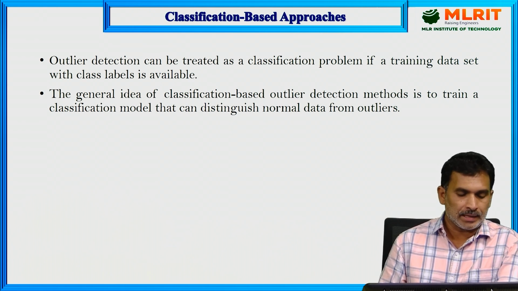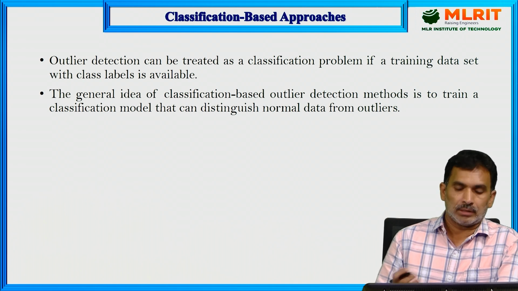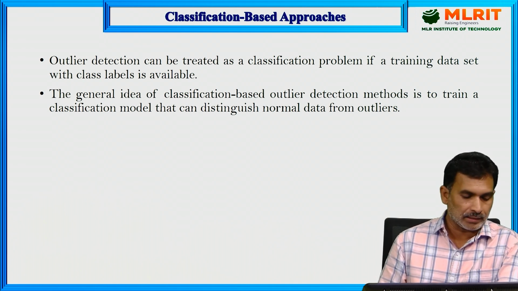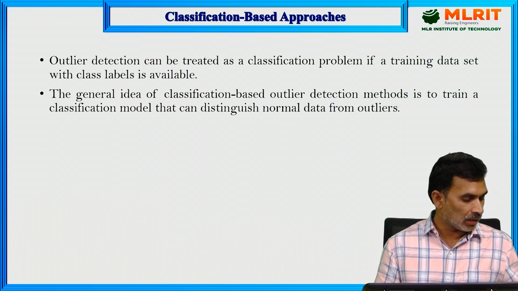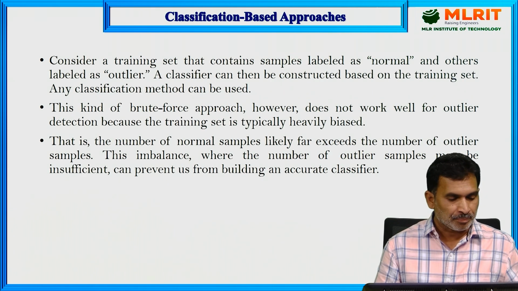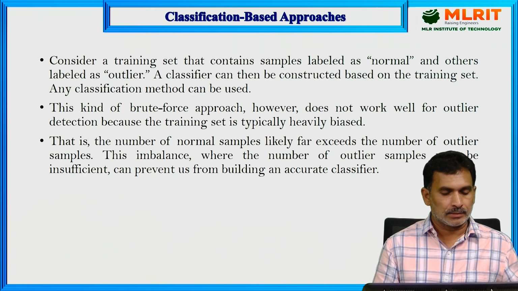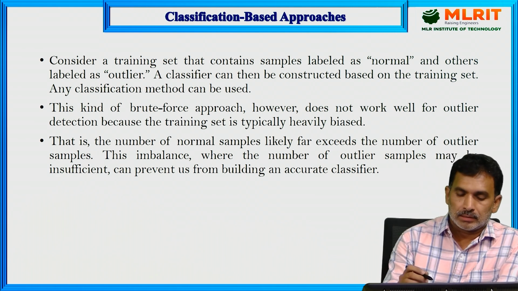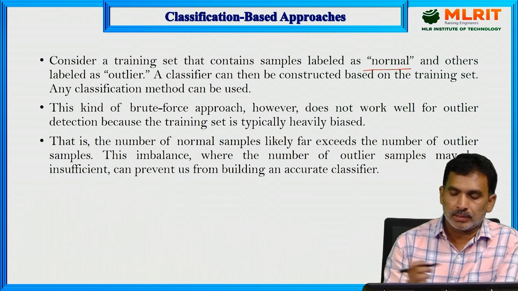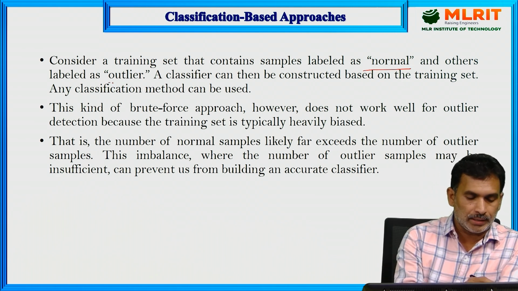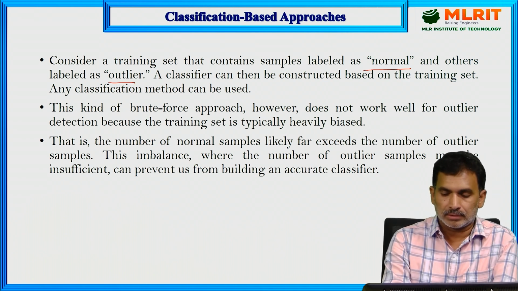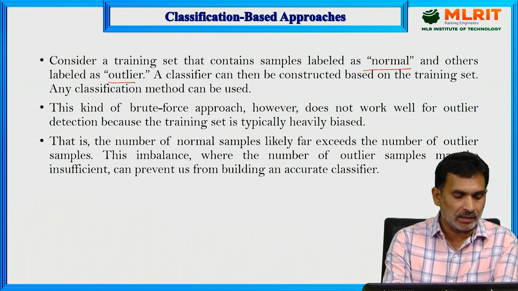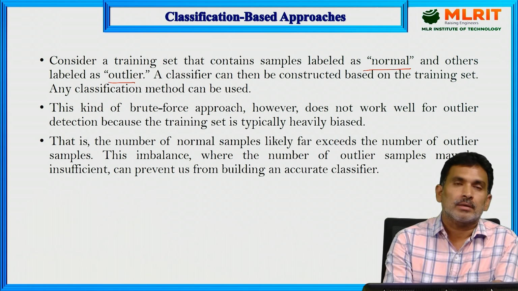So the general idea of a classification based outlier detection method is to train the classification model so that it can distinguish the data from the outliers. So consider a training set that contains samples labeled as normal and others labeled as outliers. A classifier can then be constructed based on this training set. Any classification method can be used.